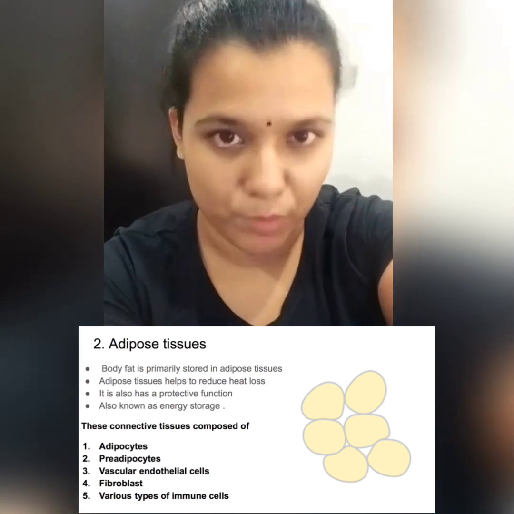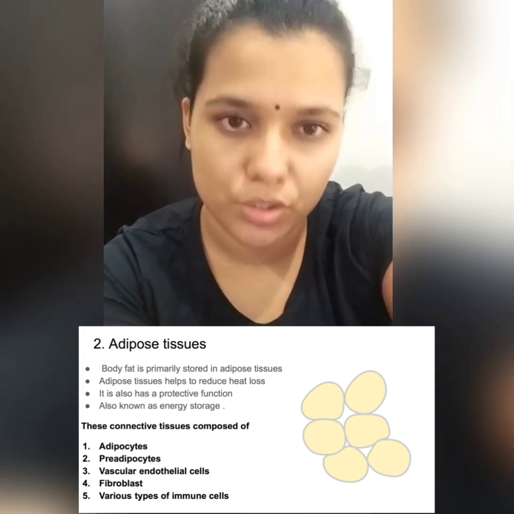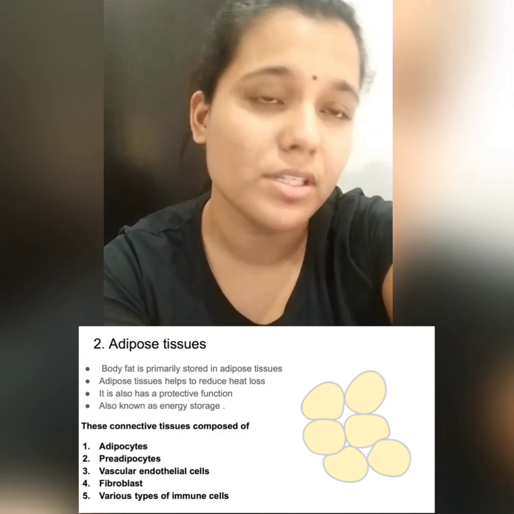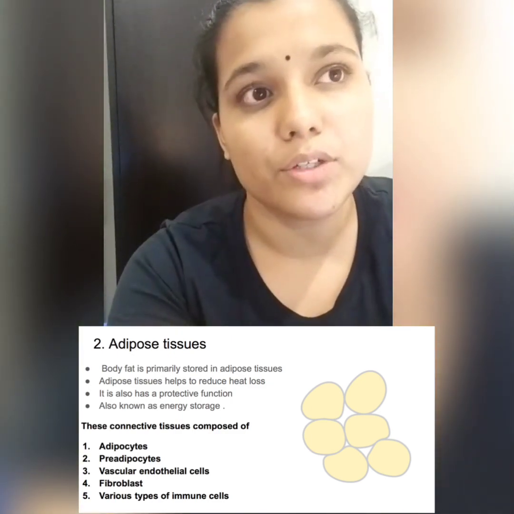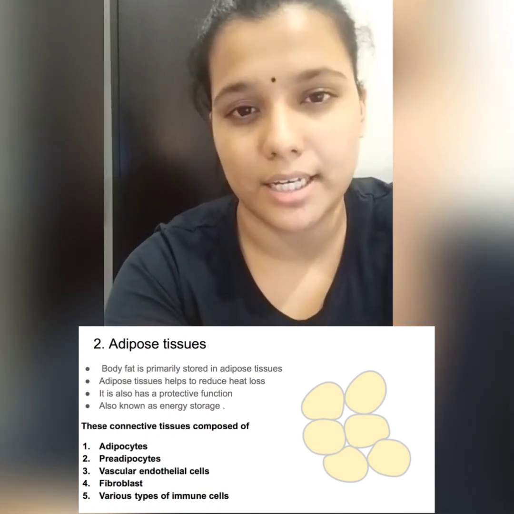Number four is fibroblast, a connective tissue cell which produces collagen and other fibers. Number five is various types of immune cells, which we know as lymphocytes: T cells, B cells, and NK cells.